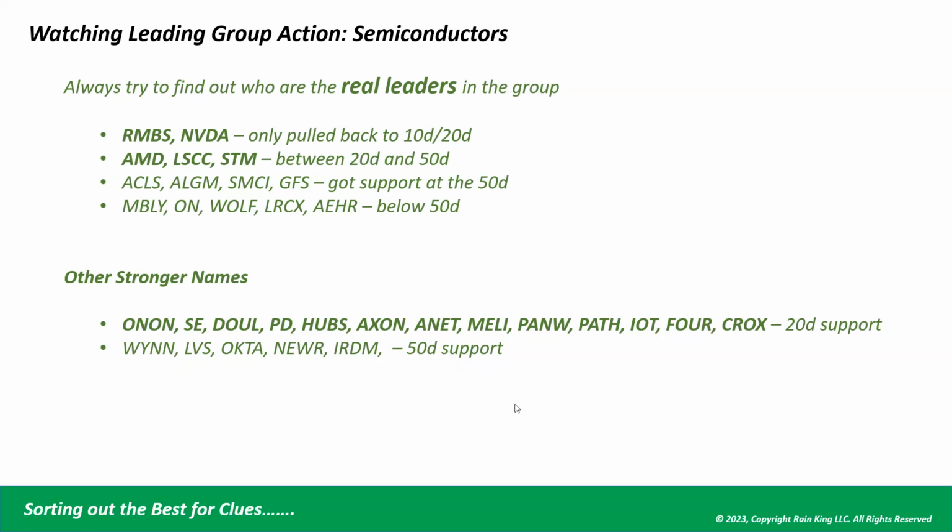Now, some other ones that have been leading, Wynn and Las Vegas Sands and some of the others, and I only pulled a couple here, they came all the way down to the 50. So they're not as strong as the first line. So the point I'm making is you want to look inside the groups and really have that X-ray into which ones are really the leaders and which ones might be secondary stocks within the group.